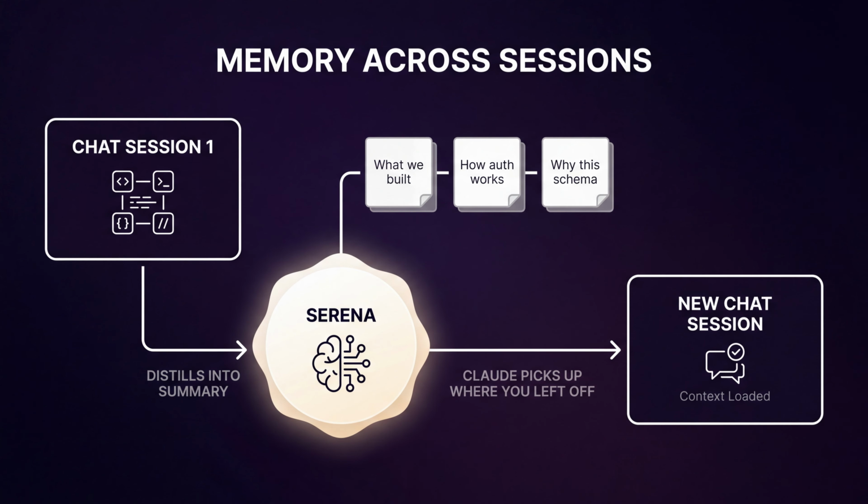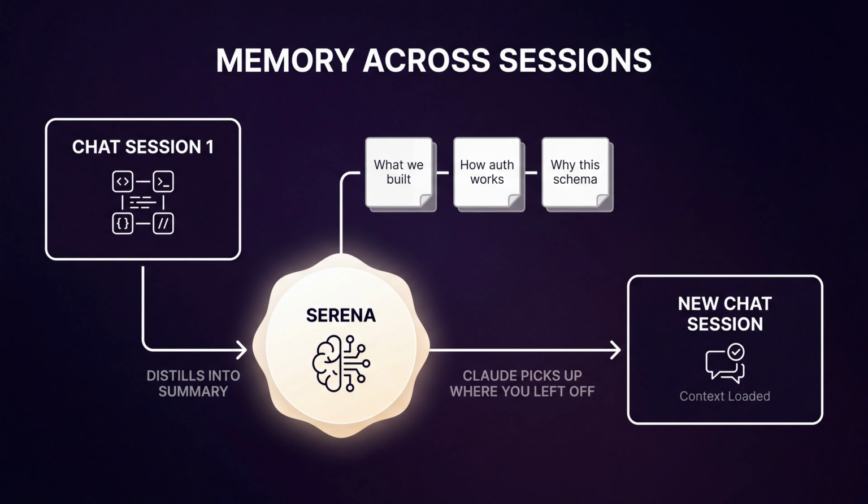Serena doesn't load your old conversations verbatim. That would be impossible. But what it does is distill the previous sessions into a summary. Think of this as like leaving breadcrumbs behind. When you start a new chat, Serena gives Claude the context. Here's what we built. Here's how the auth layer works. Here's why we chose this database schema. Claude picks up where you left off instead of starting from zero.